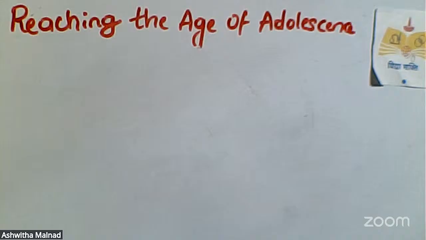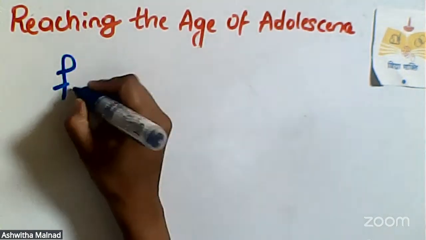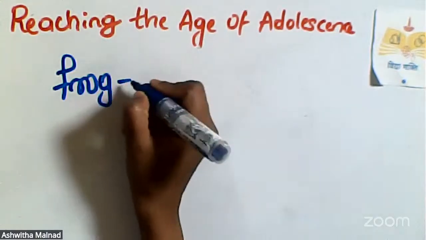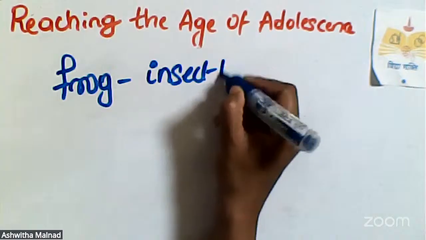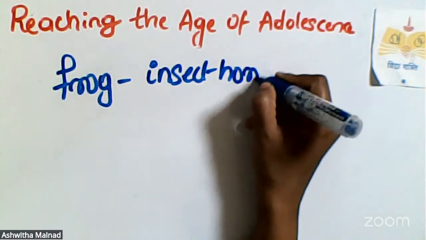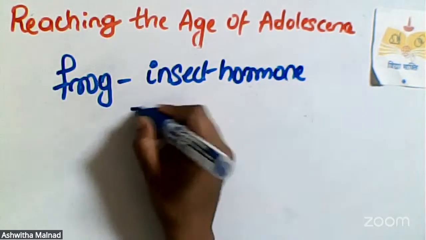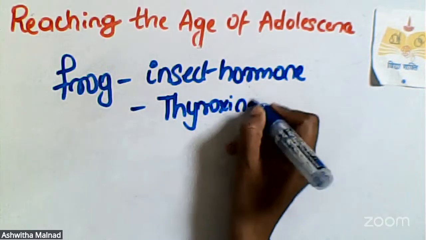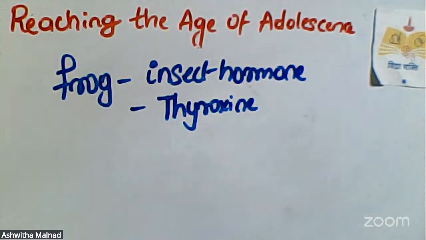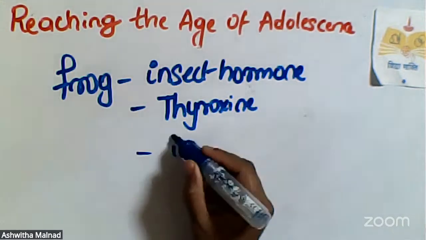Okay, mind you, please remember these statements: in a frog, that metamorphosis process is controlled by the insect hormone, and in the frog, the insect hormone is thyroxine, the hormone that is produced by the thyroid glands. So this hormone is produced by thyroid glands. The thyroxine production requires the presence of iodine in the water.